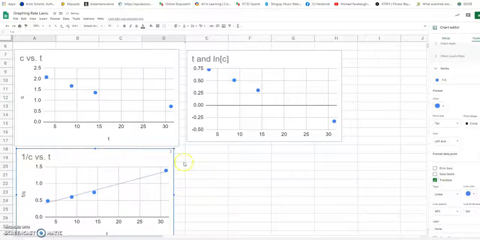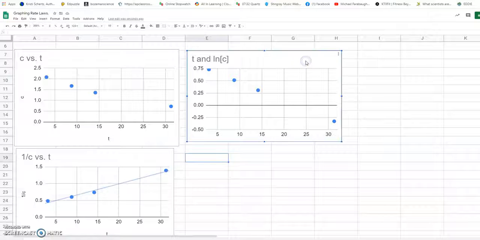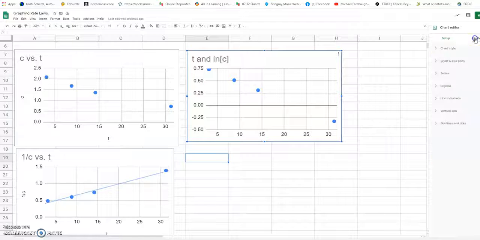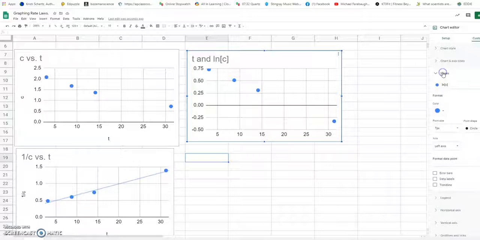That's going to be, whoops, that's the wrong one. Sorry about that. Let me go here. Sorry, we'll go to this one. I'm going to go to edit chart. I'm going to come over here to customize, series, go all the way down to trend line.